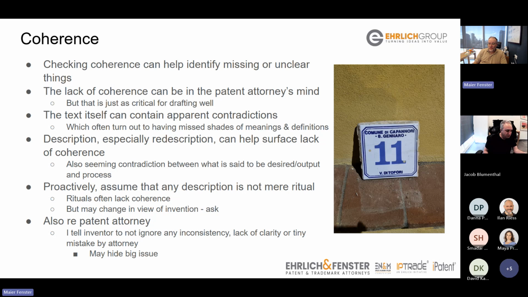But you have to assume that nothing is a ritual and everything matters unless the client tells you. And if they do, we're going to get to the twist later. I tell the clients to apply exactly the same standard to me. In other words, if you see any inconsistency, any lack of clarity, any tiny mistake, who knows what's hiding there? Okay? Coherence goes in both directions.